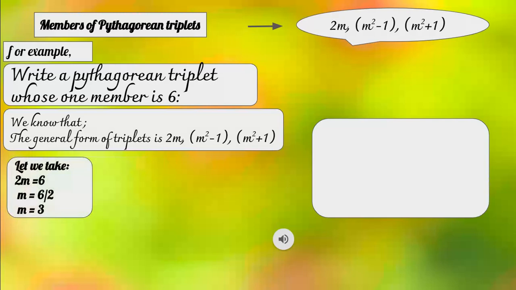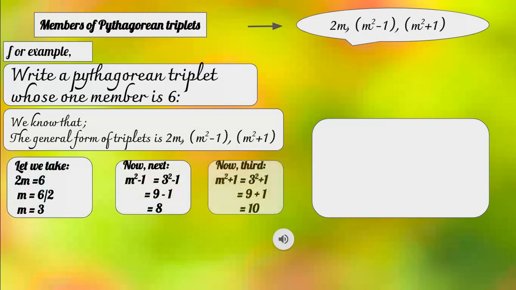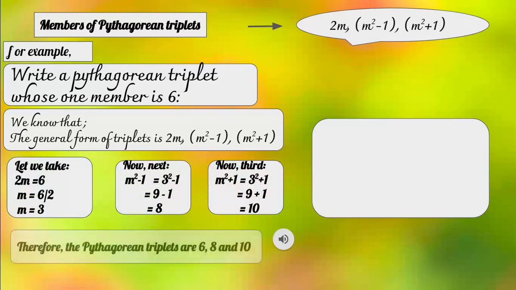Now we can put this value in m square minus 1 and m square plus 1. So m square minus 1 is 3 square minus 1, 9 minus 1 is 8. In the same way, 9 plus 1 is 10. So we got the triplet 6, 8 and 10.